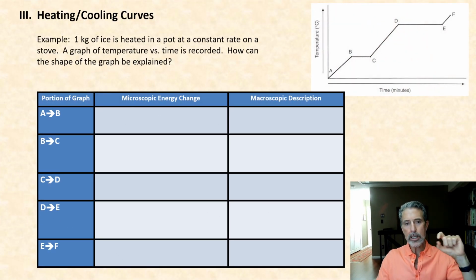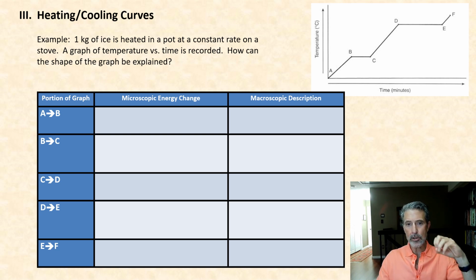So we're now going to take a look at an example of what we call a heating curve to better understand the above processes that we've just finished describing, as well as the energy changes associated with them. A heating curve or a cooling curve is simply a graph of temperature versus time for a substance that is either being heated or cooled at a constant rate. For example, in the example we're looking at here, we're considering 1 kilogram of ice, which is being heated in a pot on a stove at a constant rate.